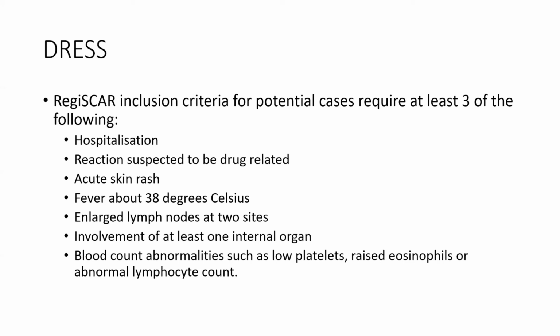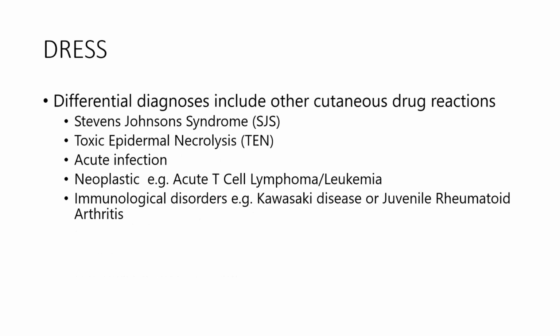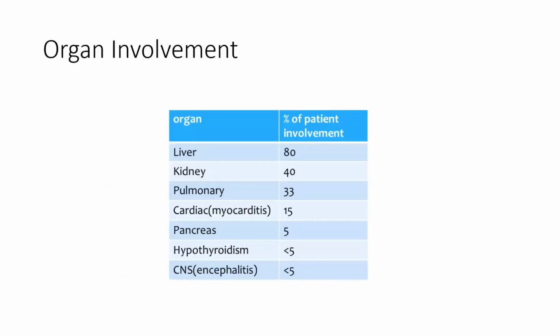Reactions suspected to be drug-related: acute skin rash, fever about 38 degrees Celsius and above, enlarged lymph nodes at 2 sites, involvement of at least 1 internal organ, and blood count abnormalities such as low platelets, raised eosinophils, or abnormal lymphocyte count. So differentials include Stevens-Johnson syndrome, toxic epidermal necrolysis, acute infection, acute T-cell lymphoma, other immunological disorders such as Kawasaki disease or juvenile rheumatoid arthritis.